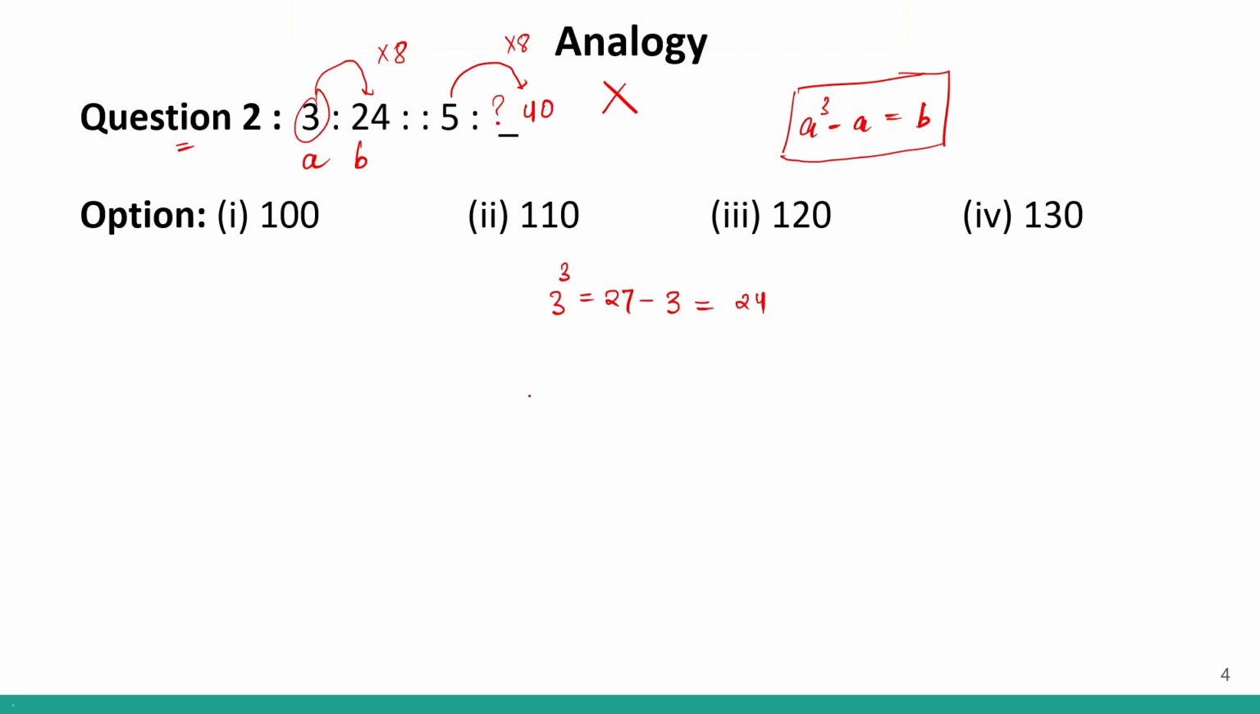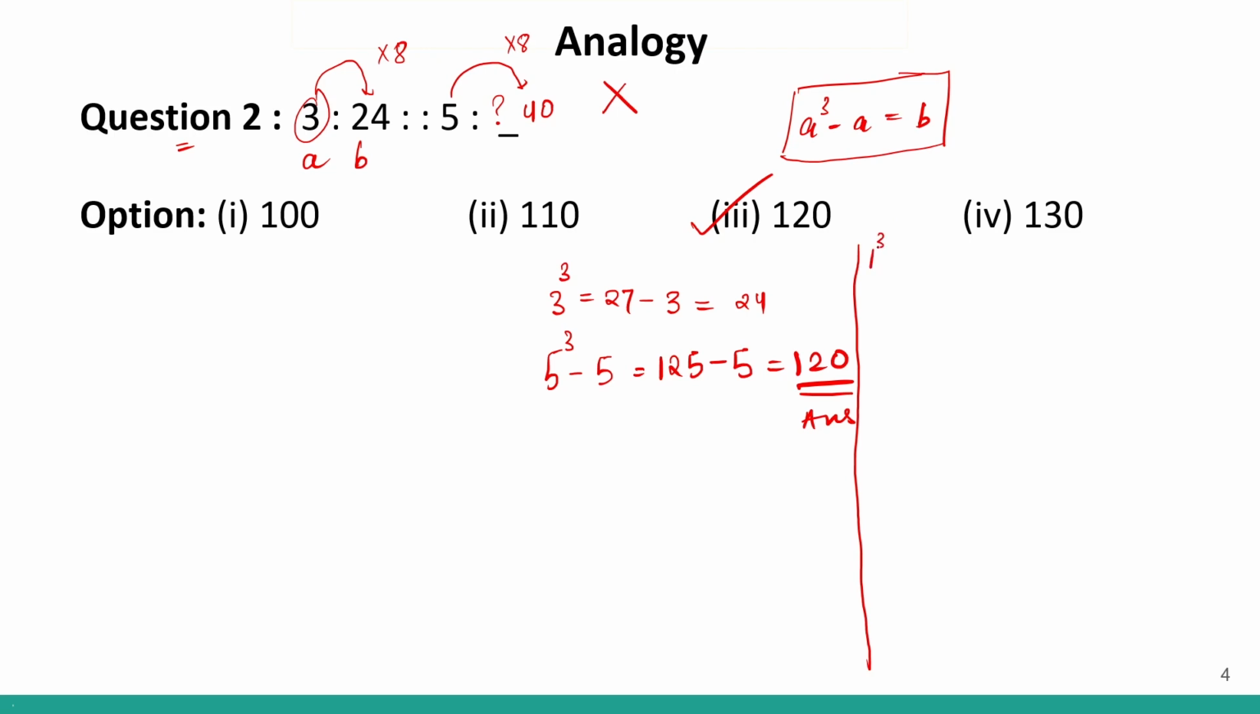Let us check for 5. 5 cube minus 5, A cube minus A. Correct? 5 cube is how much? 125. If I subtract 5, I will get 120. Do we have 120 in the options? Yes, option number 3 is 120. So 120 will be the answer. Clear? So this is how you proceed with the question. We identified a logic, but using that logic we could not find an option, so we went to a different logic. Let us revise cubes.